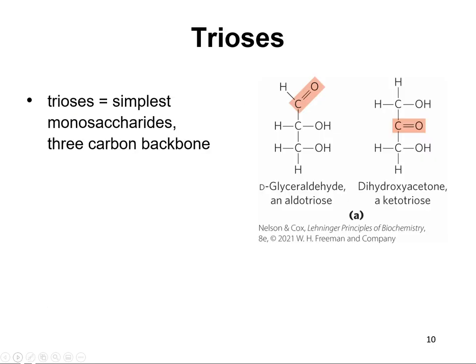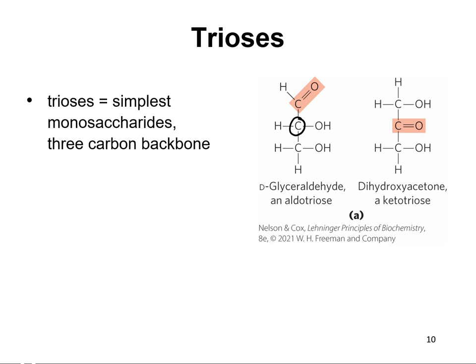Trioses are the simplest monosaccharides. They've only got 3 carbons in their backbone. Now, usually we talk about how sugars have all these chiral centers. Glyceraldehyde is an exception. It only has 1 chiral center. Dihydroxyacetone is a ketose.